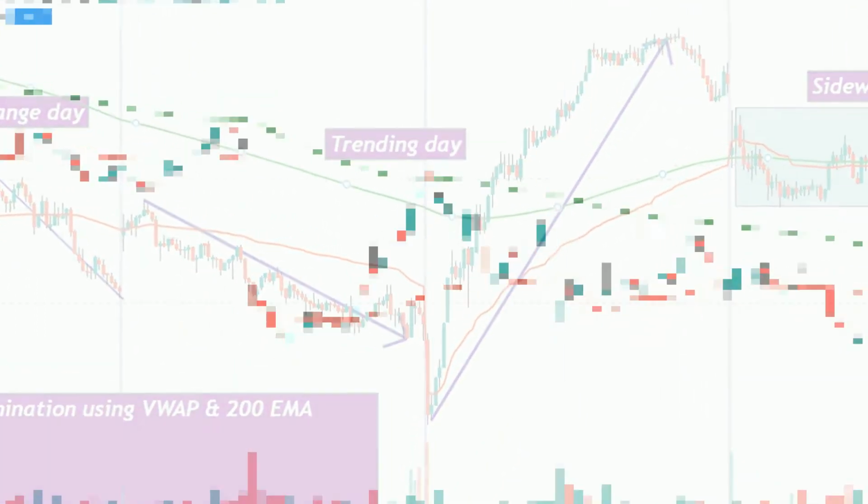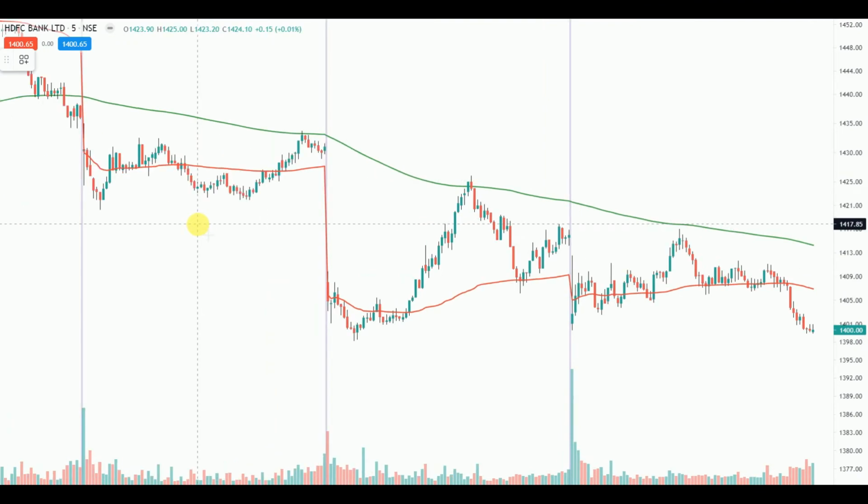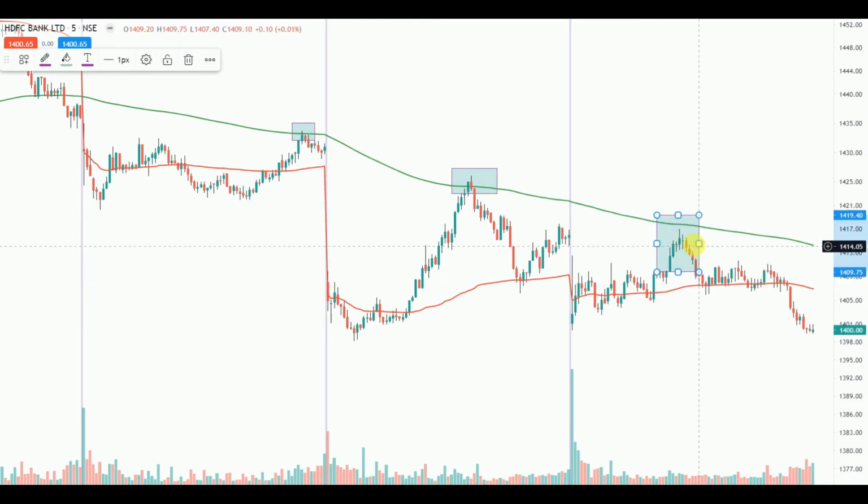The combination of VWAP with the 200 EMA will allow you to filter out the false signals of the VWAP. Like in this case, when the VWAP has given the bullish signal over here, we can see that the 200 EMA is just above VWAP. So price went to the 200 EMA in this way, then took rejection from it and fell down. So the combination of VWAP and 200 EMA will really help you filter out false signals.